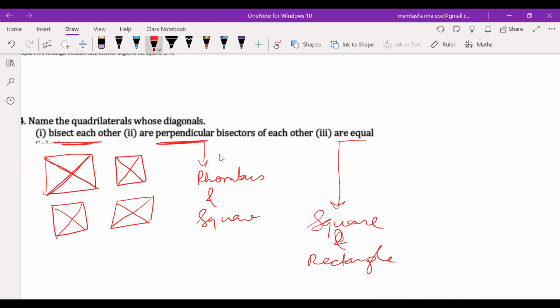Ma'am, I have a question. Yes. Ma'am, is it like which shape follows all the three, or is it different for each?